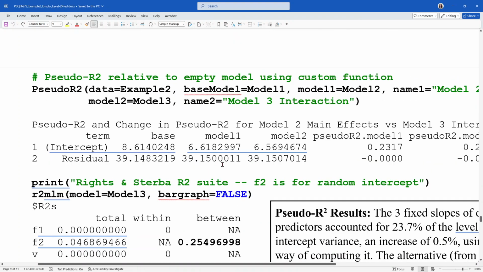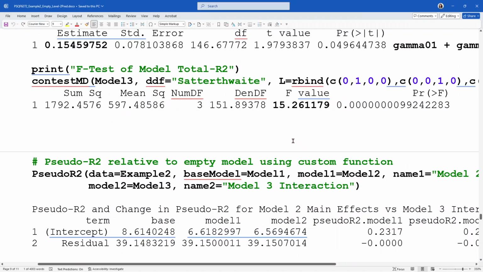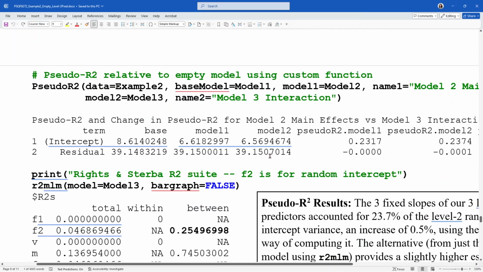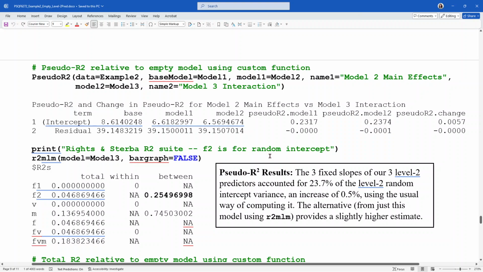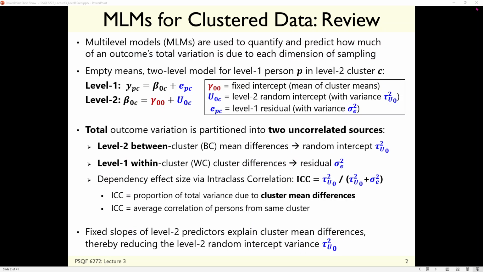Okay, and then the rest of these are my functions for R-squares that are fairly straightforward. If you're interested in seeing how those work, you can look in the actual online files. It just stacks the two variance component tables and computes the differences. It's not elegant, it's effective. All right, any other questions on that? Okay, then I will let that one go.